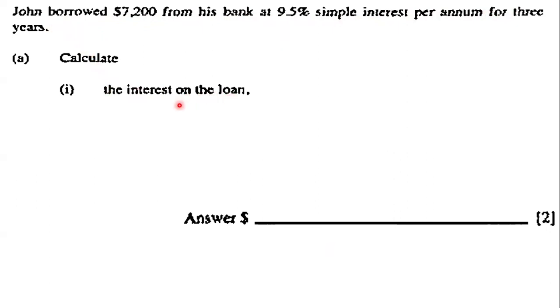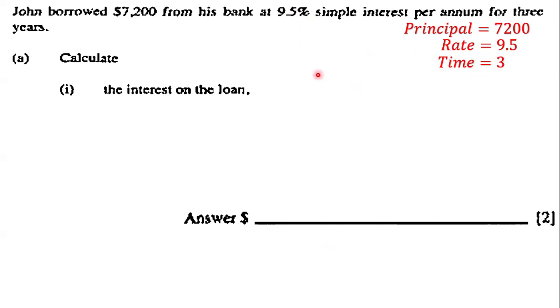Now, the first thing that we're going to do is outline what we have. We have that the principal is 7,200, and the principal is the amount borrowed. Next, we have the rate. The rate is 9.5. And we also have 3 years. That's the time. The time is 3 years.